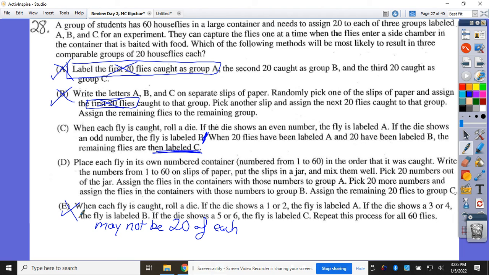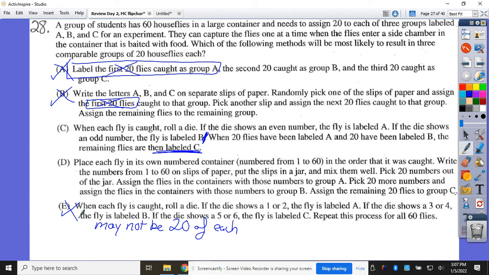And then D says, place each fly in its own numbered container in the order that it was caught. Write the numbers 1 to 60 on slips of paper. Put the slips in a jar. Mix them well. Pick 20 numbers out. Assign the flies in the containers with those numbers to group A. The next 20 get B. The next 20 get C. Is that good or bad?